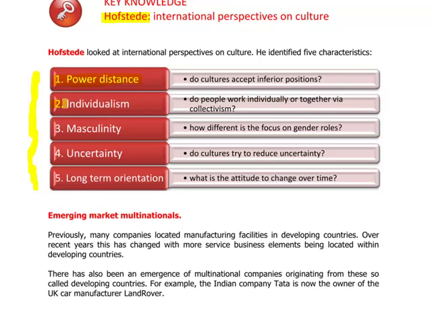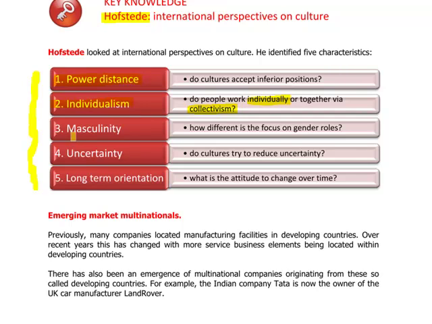Individualism, the second one. Now this is talking about, does a particular country have a culture where people prefer to work individually, or do they prefer to work together as a group? So individualism is talking individually versus collectivism.